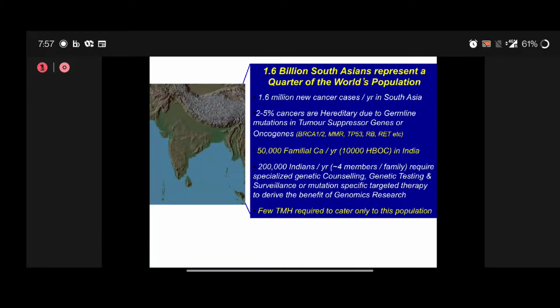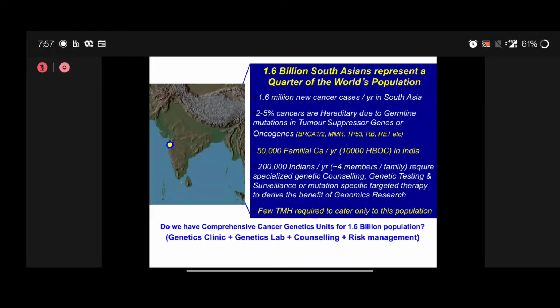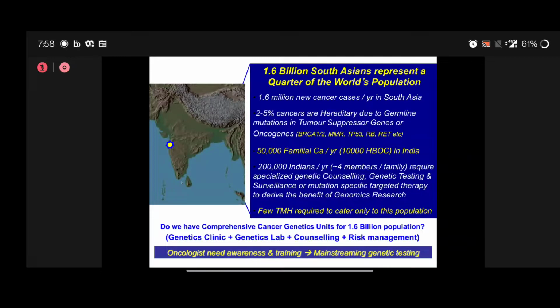So in South Asia, we are one quarter of the world's population, and even if you take just a few percent of all cancers as hereditary, we have over 50,000 familial cancers in the country, and if you imagine just 3-4 members per family who require counseling, testing, and risk management, you would have 200,000 patients. Imagine a few Tata hospitals catering only to this population. That is not possible, and unfortunately, we don't have many comprehensive units. When I say comprehensive, I mean clinic, lab, counseling, and risk management. So many of you hopefully would start this, and oncologists need awareness and training like you all are getting, and ultimately there should be mainstreaming.